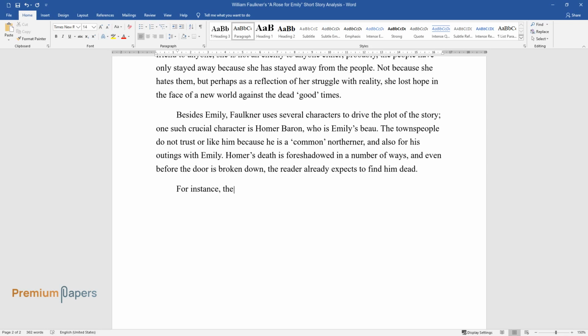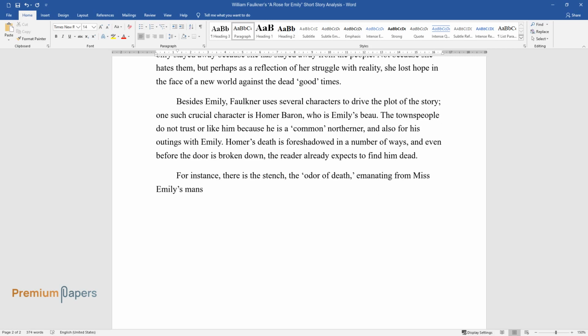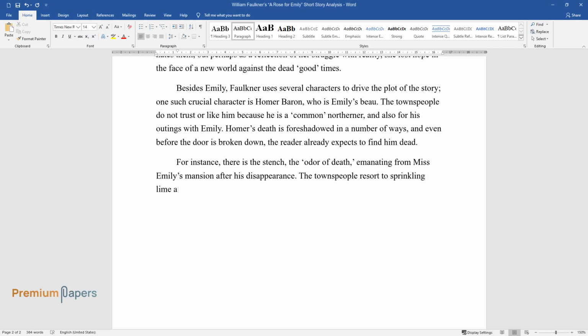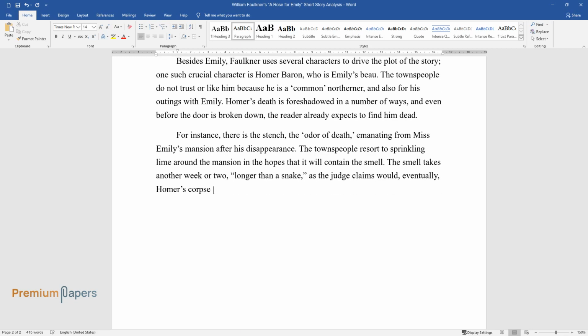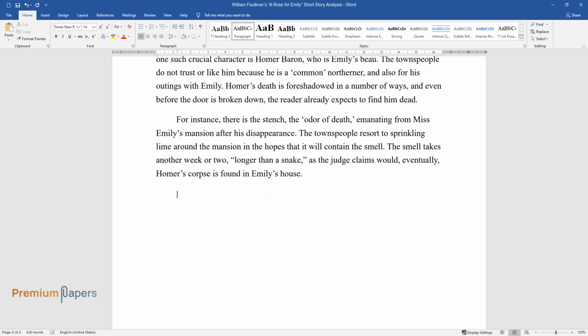For instance, there is the stench, the odor of death, emanating from Miss Emily's mansion after his disappearance. The townspeople resort to sprinkling lime around the mansion in the hopes that it will contain the smell. The smell takes another week or two, longer than a snake, as the judge claims would. Eventually, Homer's corpse is found in Emily's house.